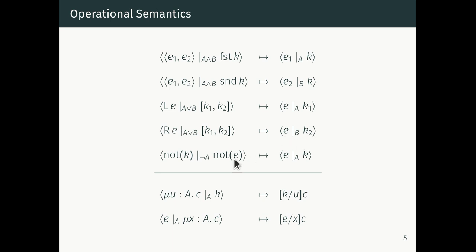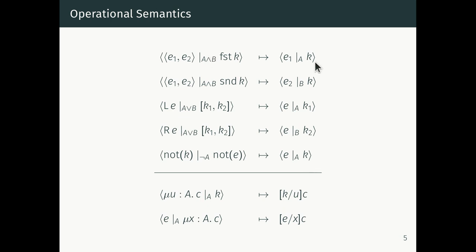And this one is one I really like: if we have a contradiction at the type not A, and we have a proof of not A, namely a refutation of A, and we have a refutation of not A, which is a proof of A, we can just swap these two things around. And so we can say, well, we have a contradiction at A using the proof E of A and the refutation K of A. And so these all sort of trundle along very nicely.